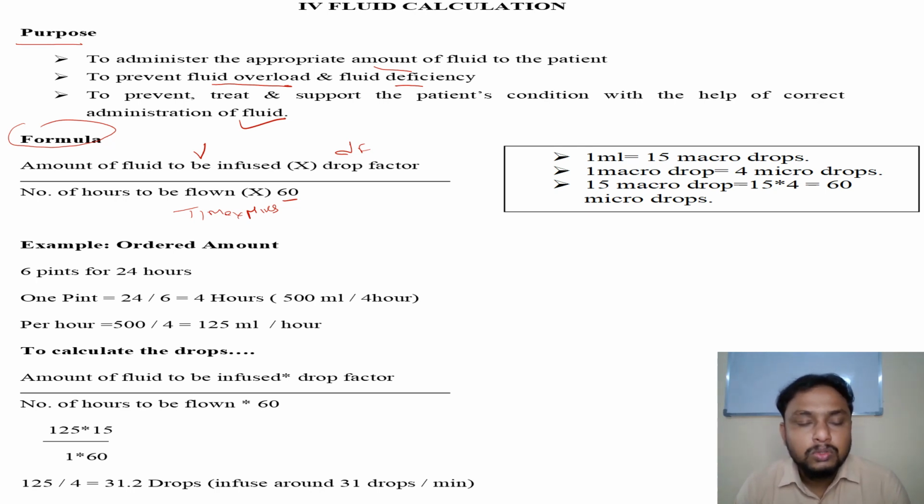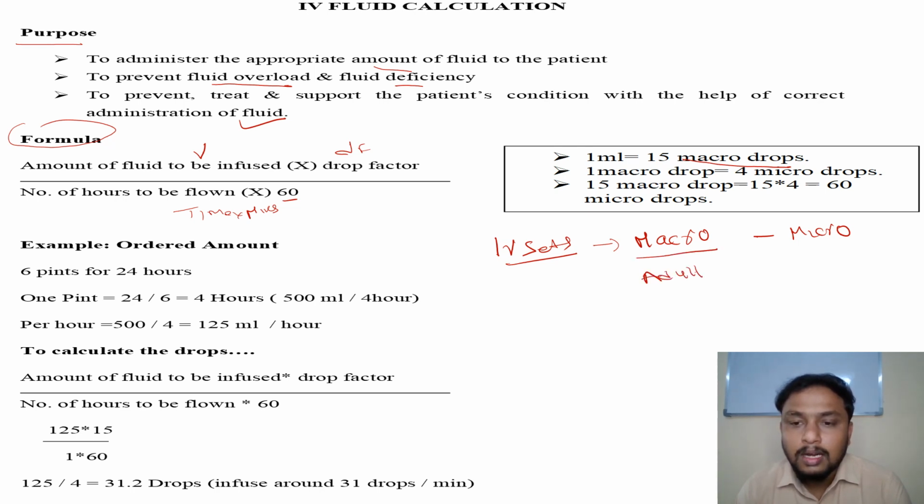Before calculating you should know how much a macro drip contains or how much a micro drip contains. Macro drip and micro drip sets are the IV sets we use to infuse the IV fluids. These are of two types, macro and micro. Macro is usually used for adults. Micro is mostly for pediatrics, but in some cases it is used for adults also.